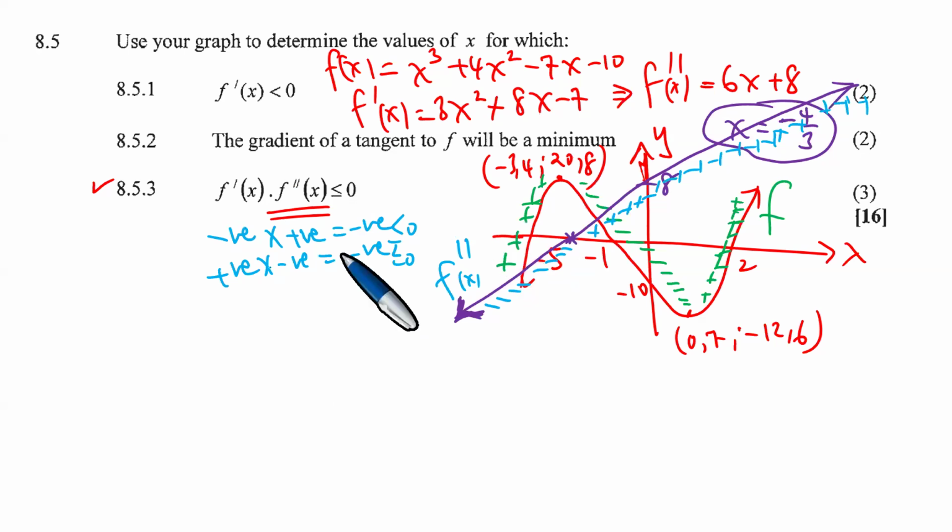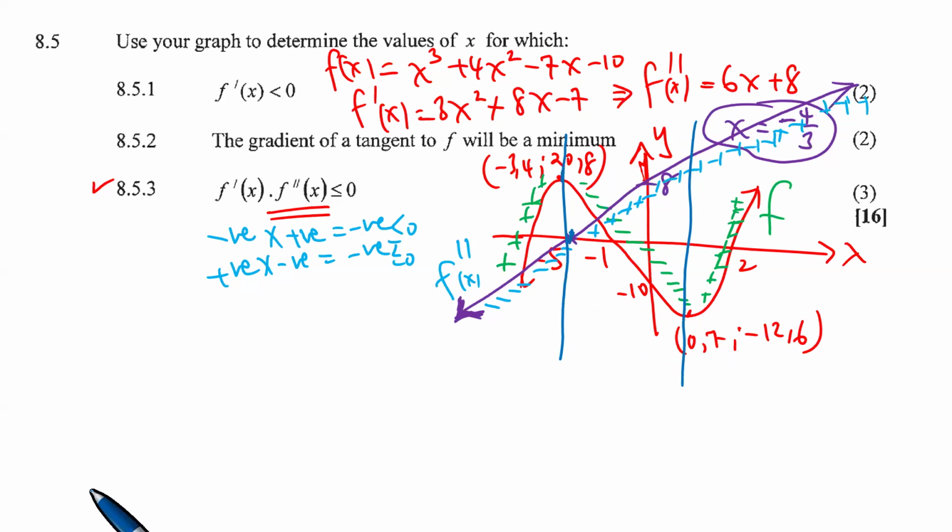Whenever the product of these two functions is less or equal to 0, one is negative. Let's look at the case where this f prime is negative. So this slope is negative. It occurs at a time when it is negative from here up to here. But we can see clearly at this point, you have very interesting things.